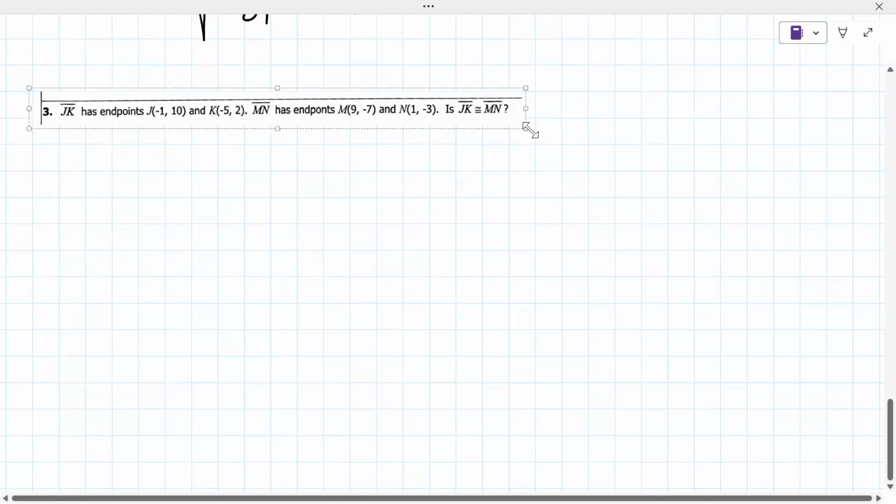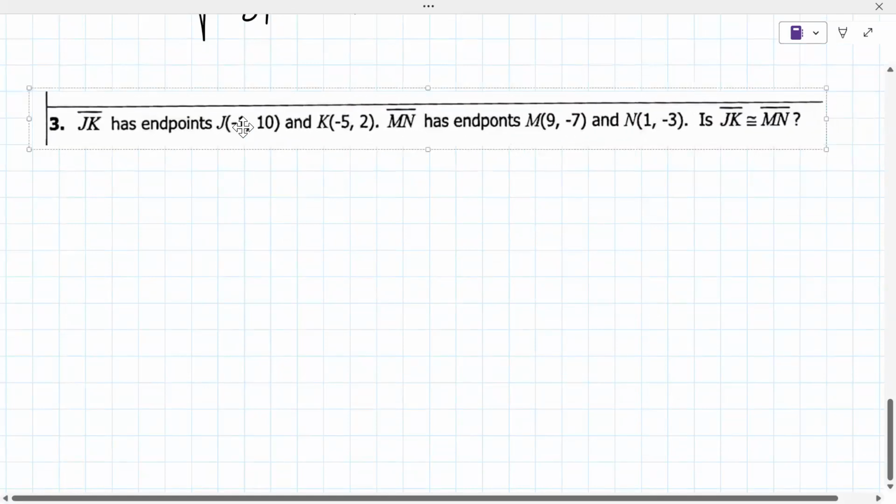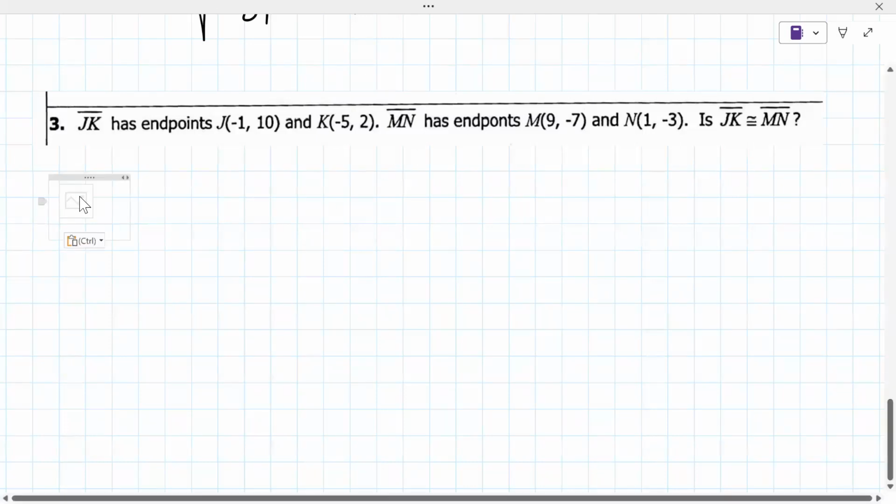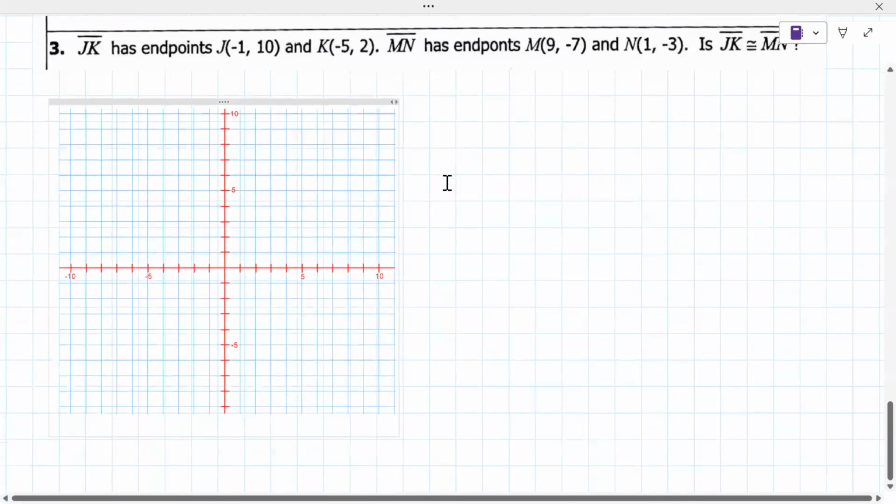All right. JK has endpoints -1, 10 and -5, 2. So I'm going to go out to the internet here and find a coordinate plane so that I can grab it. Oh boy, why don't they have one that's labeled already? That's okay. All right, copy. So here we go. Let's graph these here.